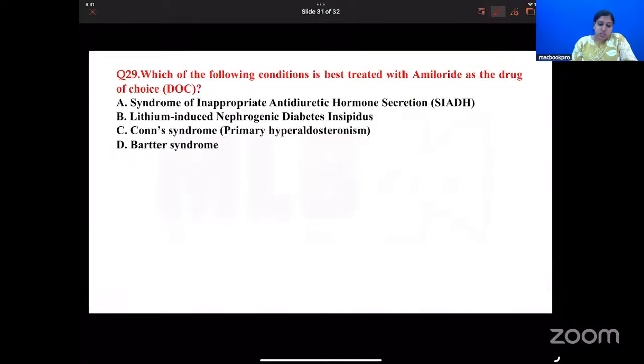Next, we will go to the next question. Which of the following conditions is best treated with amiloride as a drug of choice? Again, to test your intellectual capacity, one important question which is coming in the last. Which of the following conditions is best treated with amiloride as a drug of choice?